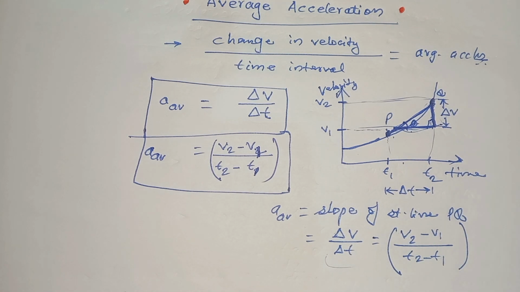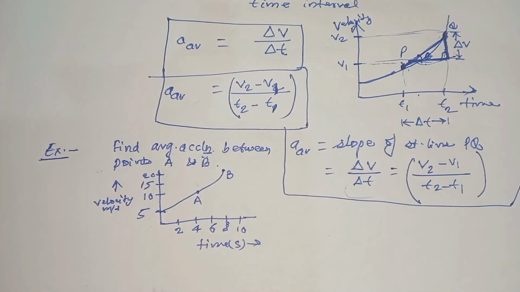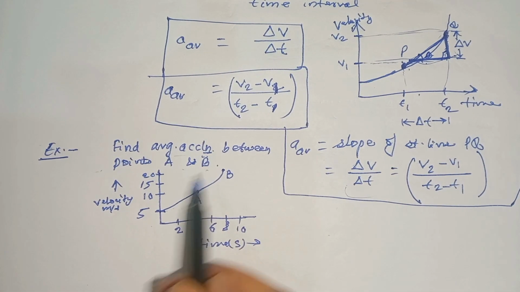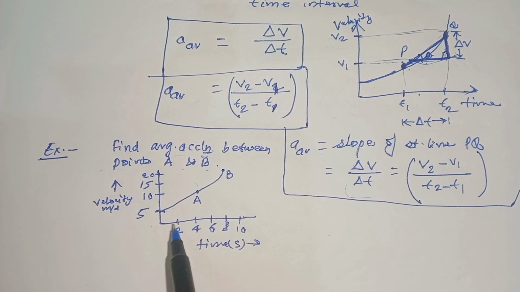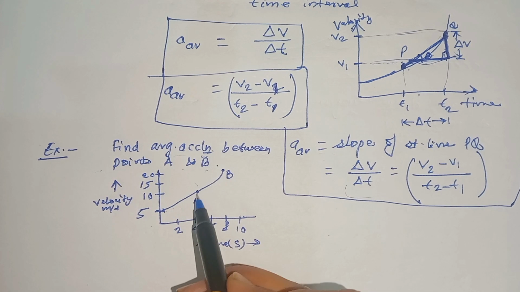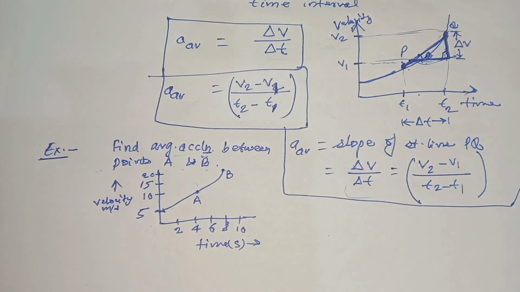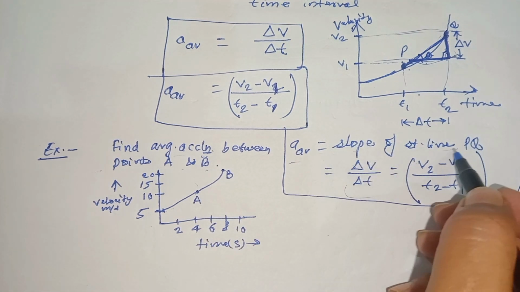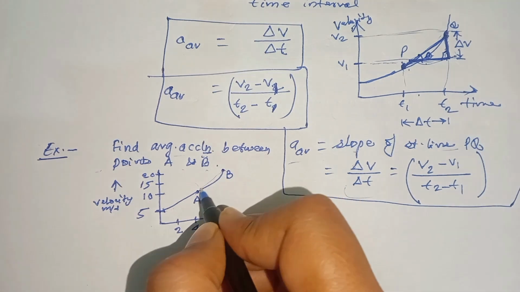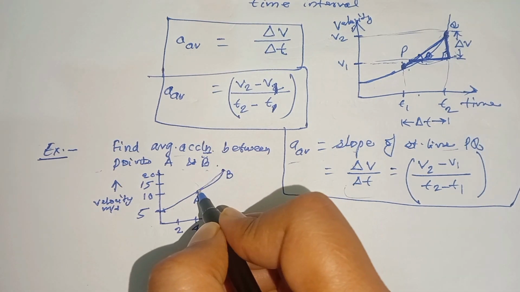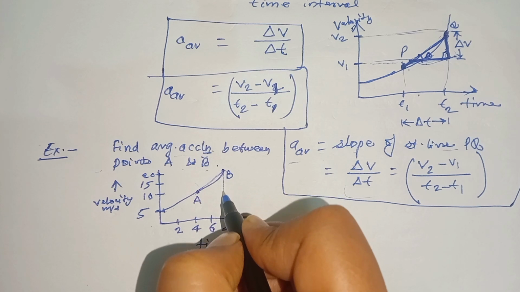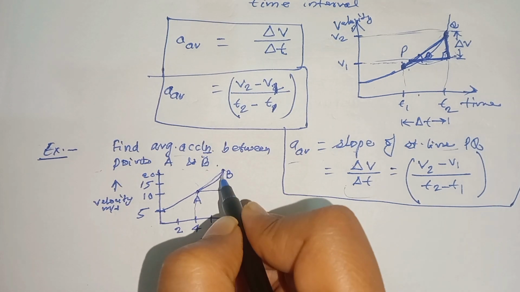Let's understand it with an example. Let us see this question: find average acceleration between points A and B. This is the graph, and A and B are the two points, and we have to find the average acceleration. What we studied is that average acceleration equals the slope of the line. We draw a line and find the slope. Slope means making a right angle triangle. At first we made it a triangle.